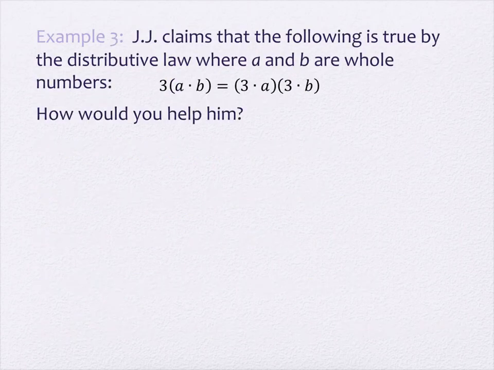So this example 3 is like a section C kind of question. JJ claims that the following is true by the distributive law, where A and B are whole numbers: 3 times A times B is 3 times A times 3 times B. How would you help him out? So the first thing you have to do, like the question we just looked at with the student work, is to decide, is JJ right or wrong? Does this actually work? So think about that for a second. Is 3 times A times B equal to 3A times 3B, or 3 times A times 3 times B? So what do you think?